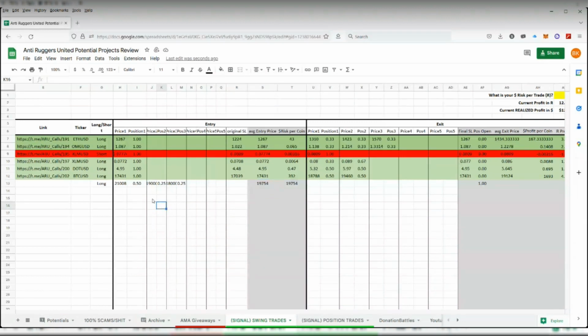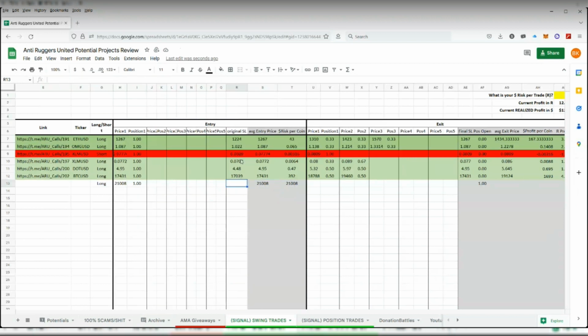Okay, let's go back to the original example. This one is all 100%. It's going to be 21,008. So I'll delete these. See, your average entry price is 21,008. And this is how it's going to calculate your risk.